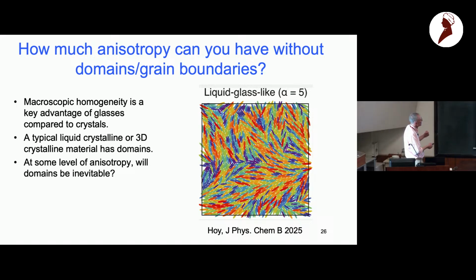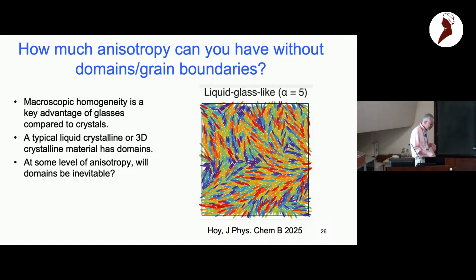But one of the key reasons glasses are used in applications is because they're macroscopically homogeneous. And I just have a feeling that if you make a sufficiently anisotropic glass, it's going to start breaking up into domains, and you're going to lose that. But I don't know when it happens, and I just use this, which is actually a 2D simulation, to illustrate the beginning of domains.